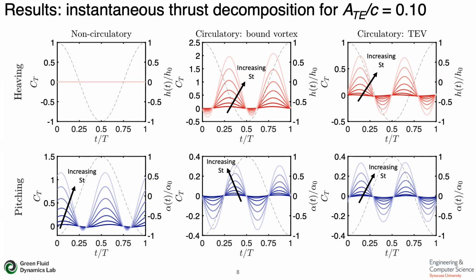Note that here I'm decomposing the circulatory thrust into contributions from bound vortex and wake, or trailing edge, vortices. Both contributions play a significant role in thrust production for the heaving foil. The sum of these two terms is actually equivalent to the suction force in thin airfoil theory. For the pitching foil, however, the bound and wake vortex contributions are shown to be almost equal and opposite, thus canceling each other out, leaving the non-circulatory thrust to be the dominant force.